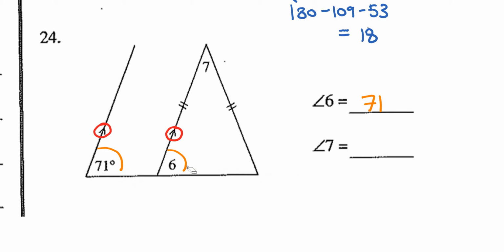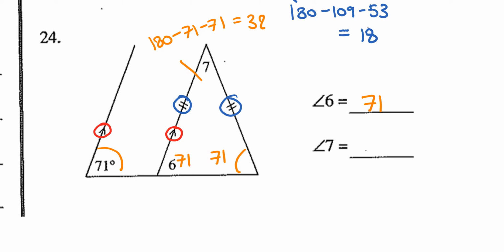And if angle number six is going to be 71 degrees, that means this corner angle has to be 71 degrees because right here we have an isosceles triangle. So the two corner angles have to be equal. And then angle number seven, you can do 180 minus 71 minus 71, which is going to be 38 degrees. So 38 degrees for angle number seven there.